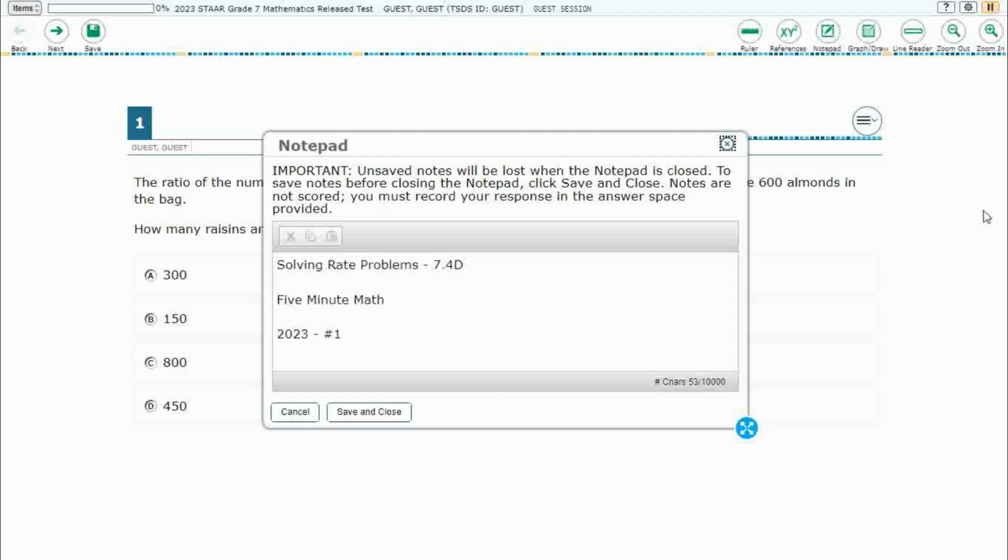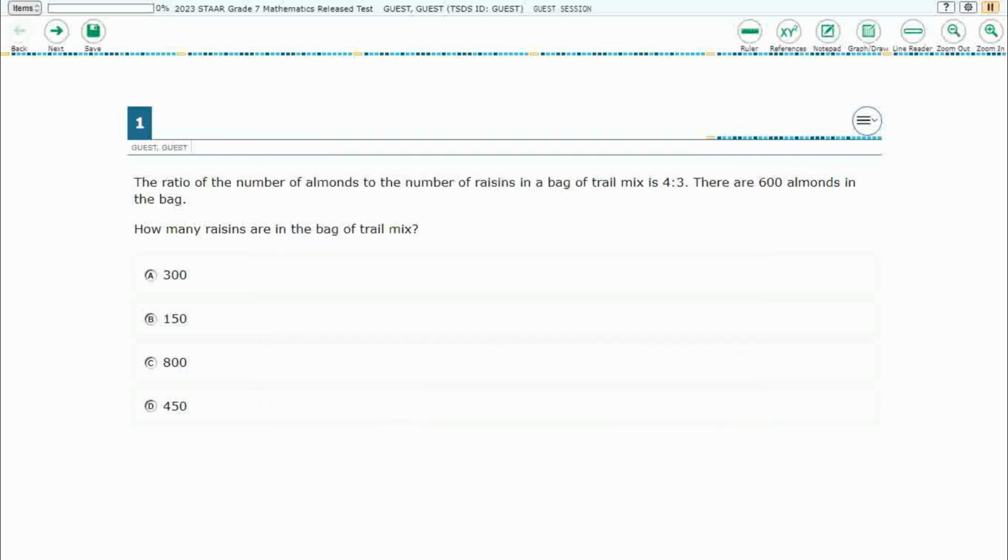Today we are looking at the 7th grade concept of solving rate problems. This is standard 7.4D in the great state of Texas, and we are using item number 1 of the 2023 released STAAR test. If you haven't done so already, please take a moment to pause the video, work this problem out on your own, unpause it, and we will look at our answers together.